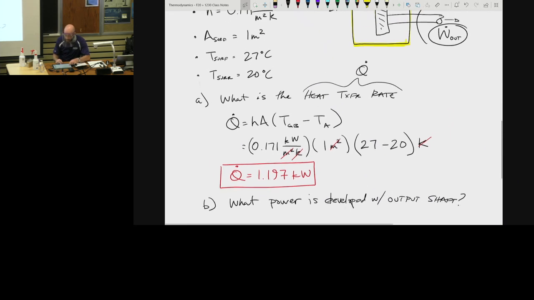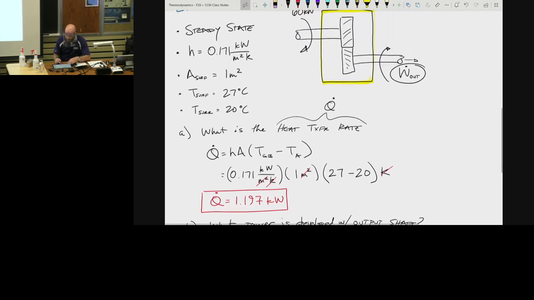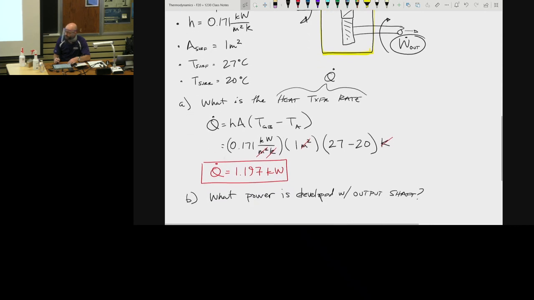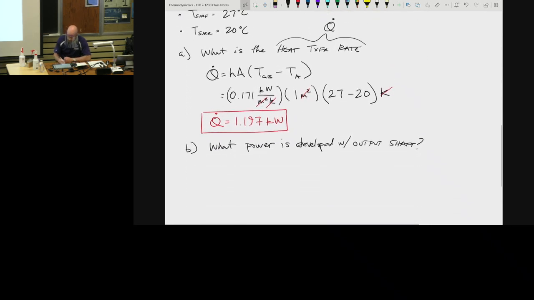Well, I'm looking at that, I have to look at my system, and I have to write a first law equation for that system, but I'm going to write it in this form. I'm going to say that dE dt is equal to Q dot minus W dot. Okay, that's my first law. I've put it in rate form because everything in this question is a rate. I've calculated heat transfer rate, and I want to find rate of work.